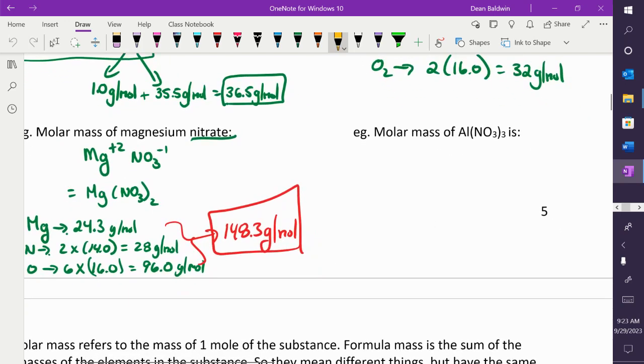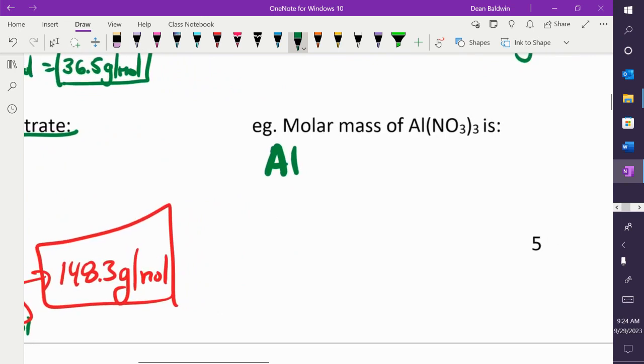Finish this off. We have an aluminum atom. How many nitrogen atoms do we have in this molecule? 3, because we have 3 NO3 molecules. This is like math, right? The 3 goes to the N. So we have nitrogen. We have 3 of them. How many oxygens do we have? We have 9. 3 sets of 3.